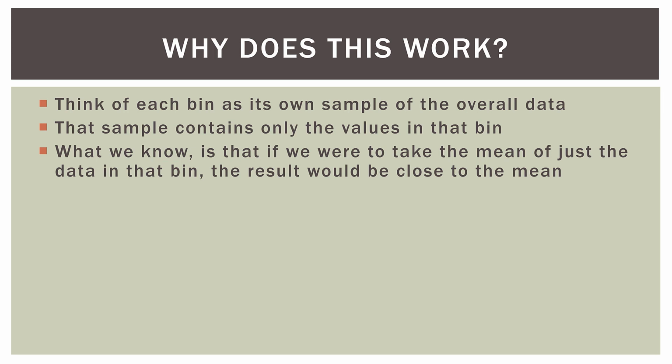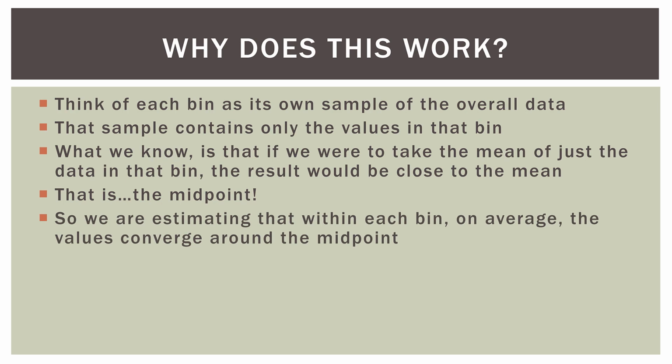So if we had access to those 30 observations in that bin, if we found the mean of those 30 values in that first bin, guess what? That mean would, we're pretty sure, be close to the midpoint or the center of that bin. And that's why we can use the midpoint as an approximation. So we are estimating that within each bin, on average, the values would converge around that midpoint. If we found the mean of those observations, it would be pretty darn close to the midpoint that we found earlier.